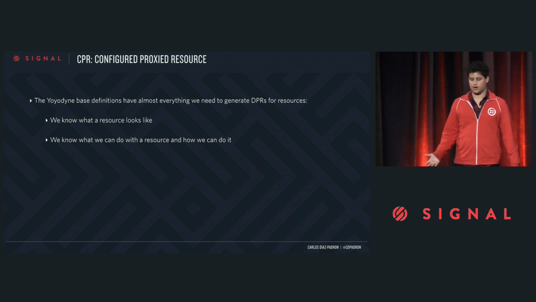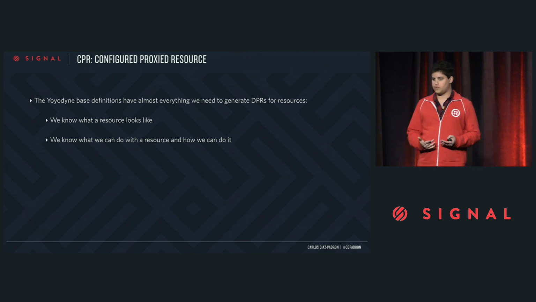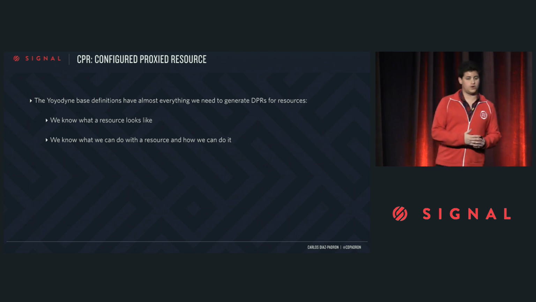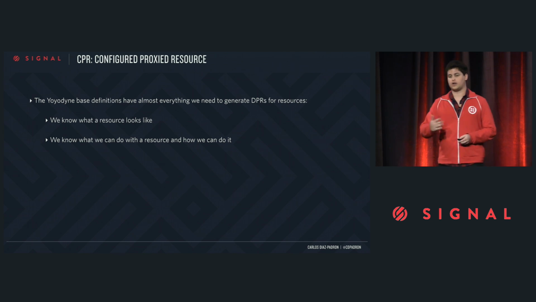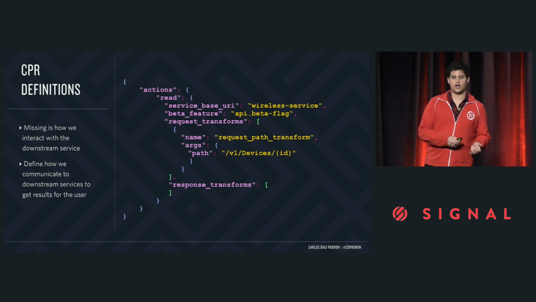And the solution is CPR, configured proxy resources. From the Yoyodyne definitions, we know what a resource is supposed to look like. We know what we can do to a resource, and we know how to do that. So really all we need is a way to determine how to interact with the backends.